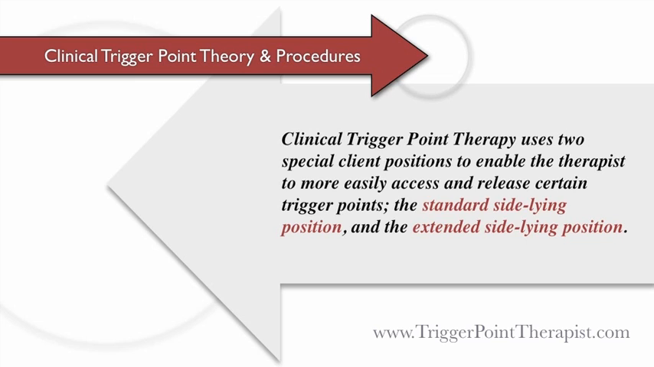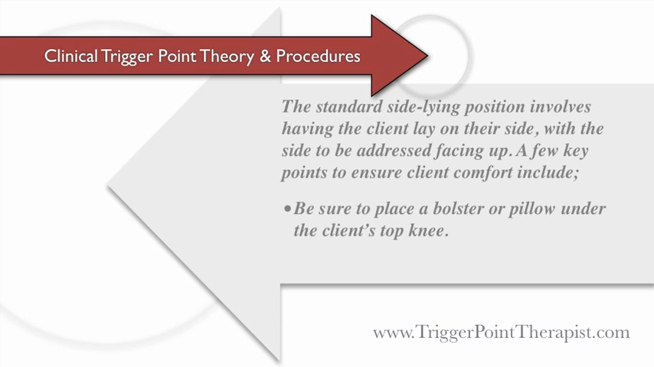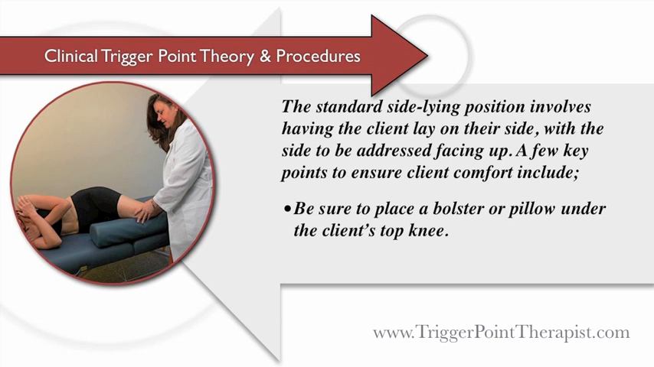Clinical trigger point therapy uses two special client positions to enable the therapist to more easily access and release certain trigger points: the standard side-lying position and the extended side-lying position. The standard side-lying position involves having the client lay on their side, with the side to be addressed facing up.